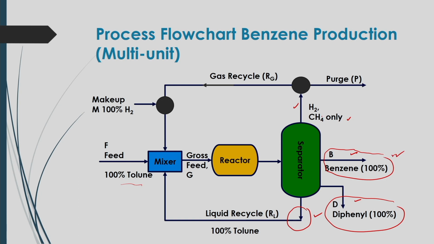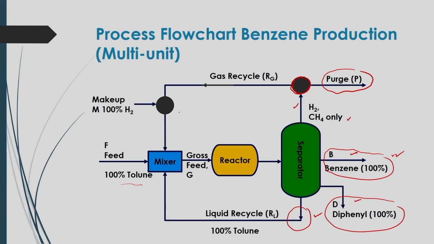And now after the separator, the gaseous mixture of hydrogen and methane will come out from that separator, and then it will be sent to the mixer. Now you will see that from this hydrogen methane mixture, some amount of unwanted material has to be taken out. So that will be considered as a purge here. To take out that purge, you have to use a divider. So that divider is used here as a unit from where you can take out this purge P, whereas the remaining portion is sent back to that mixer as a recycle.